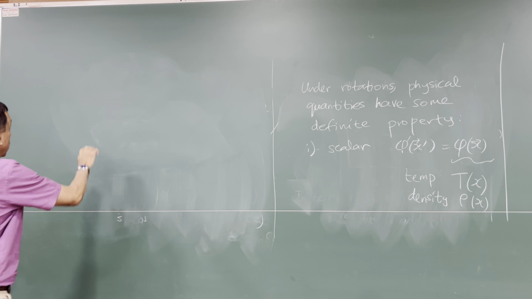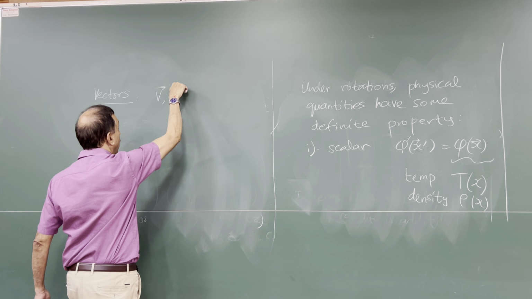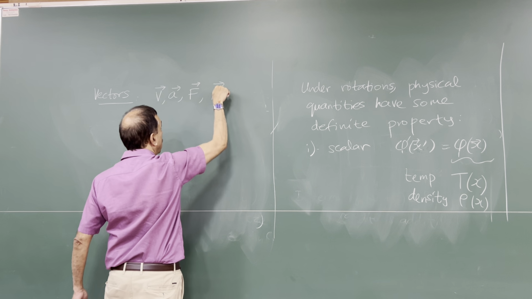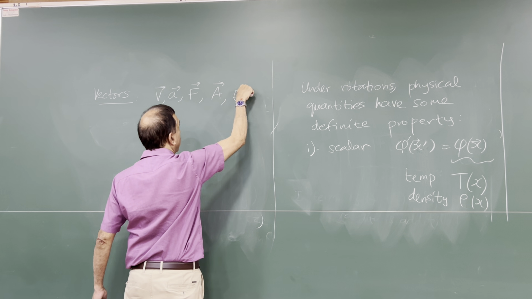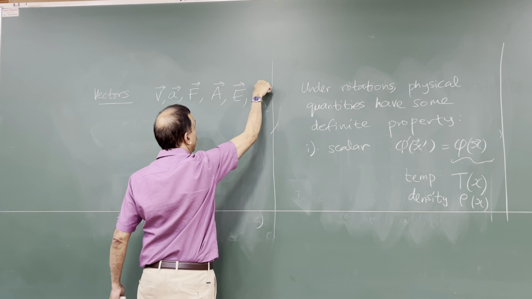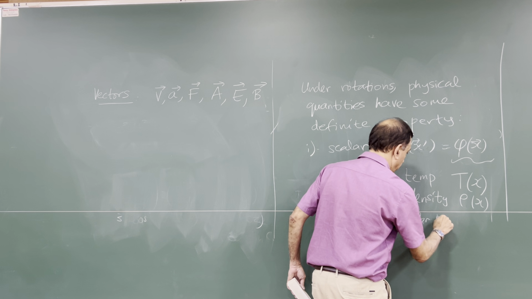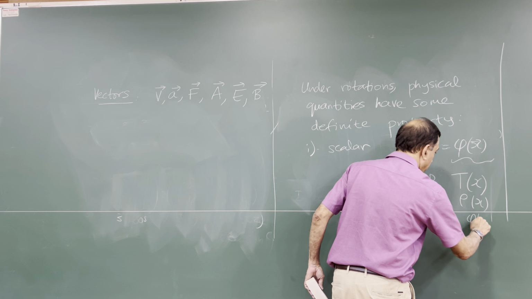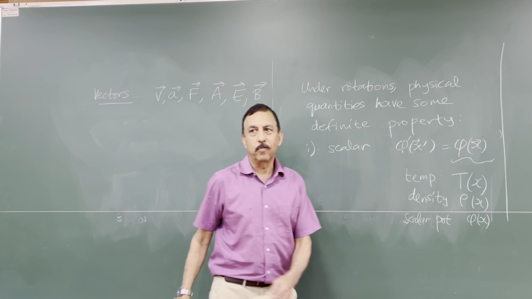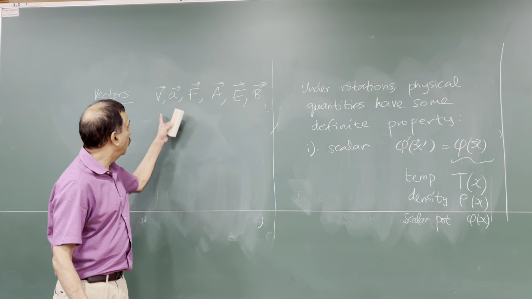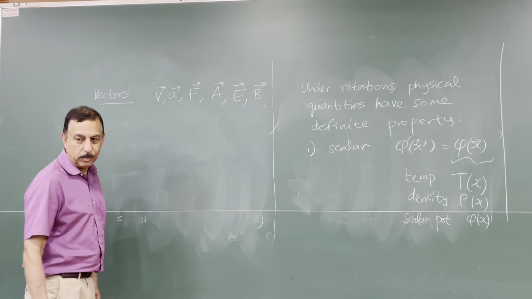And there are many examples. So there's velocity, acceleration, force, vector potential, electric field, magnetic field. These are a few of the examples in physics. I hope you know all of them. Here I'll also put the scalar potential of electromagnetism. That's actually called phi, and it's a scalar under rotations. Okay, I hope you know all these symbols. I don't have to explain everything.